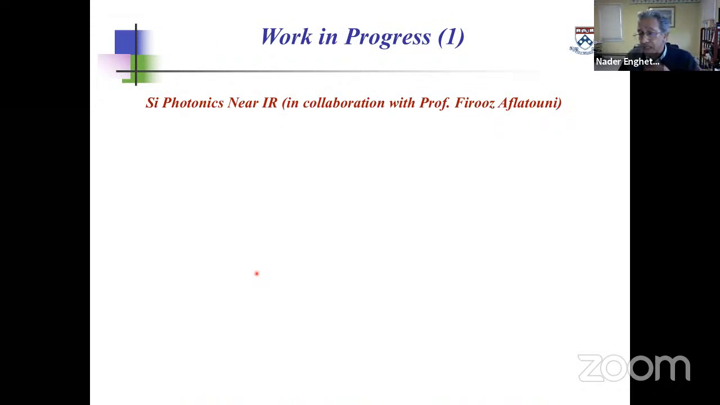Now, what direction are we taking this work, by the way? One of the directions we are taking it is to bring it into the near IR regime. The experiment we did was for 4.38 gigahertz, and the other experiment that you saw was for 4 gigahertz and 5 gigahertz. But now we wanted to take it to silicon photonics technology, to 1.5 micron wavelength, the telecommunication wavelength. This is in collaboration with my colleague, Professor Firooz Aflatouni.